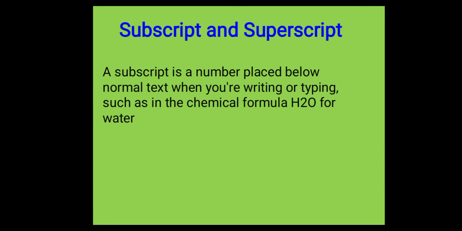This is subscript and superscript. A subscript is a number placed below the normal text when you are writing or typing, such as in a chemical formula like H2O. H2O is the formula of water. Another example is H2O2. Writing a number below the text is called subscript.